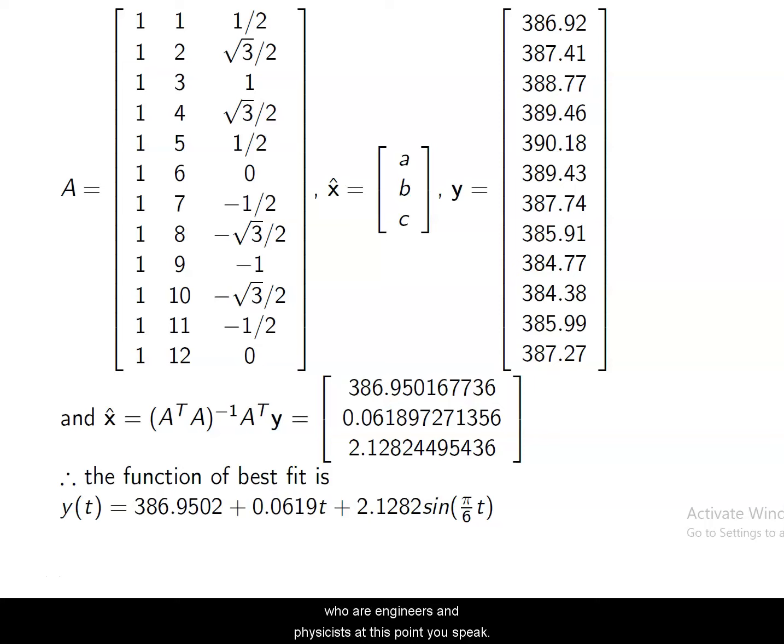For those of you who are engineers and physicists, at this point you should be comfortable with the number of significant digits you should be leaving, right?